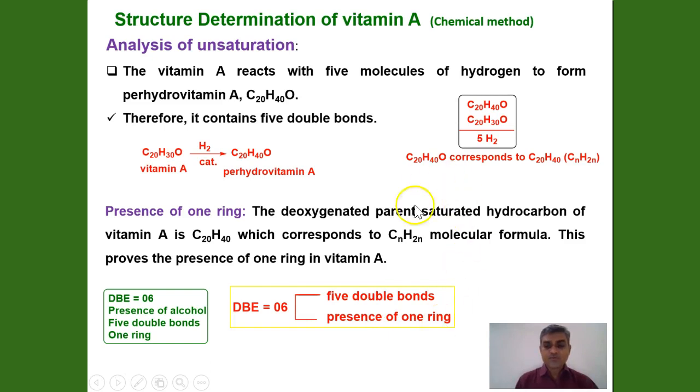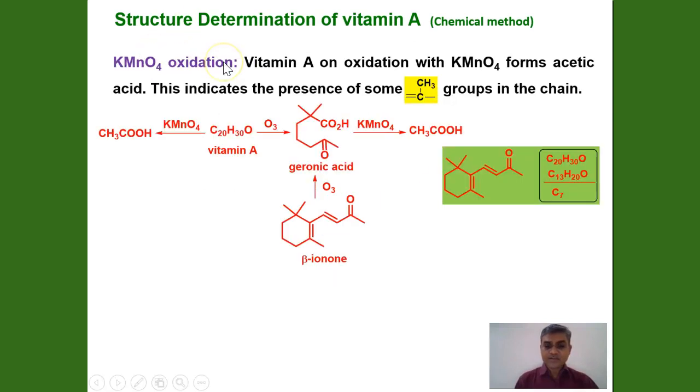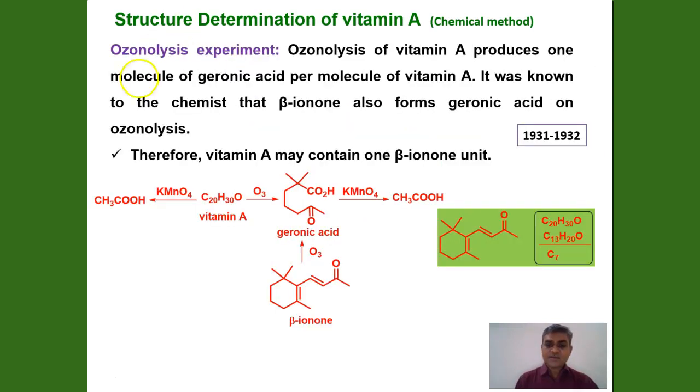In this way, we have progressed a lot as far as the structure of vitamin A is concerned. There are 6 degrees of unsaturation, 5 double bonds, one ring, and the nature of oxygen is alcohol. Now with this information, we have to find out more details about the skeleton or major structural features of vitamin A, and for that degradation experiments were performed. There were two degradation experiments, one is an ozonolysis experiment and the second is a chromic acid oxidation experiment. These two experiments are the turning point of the investigations as far as the structure of vitamin A is concerned.